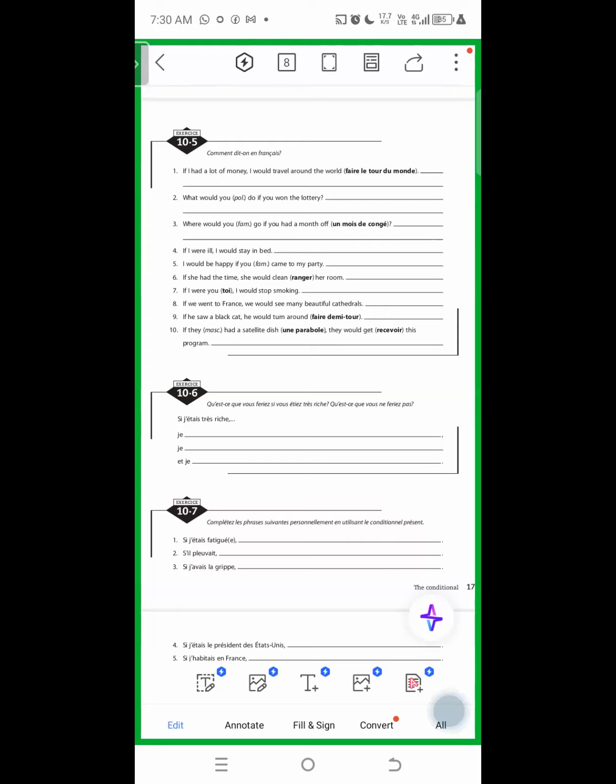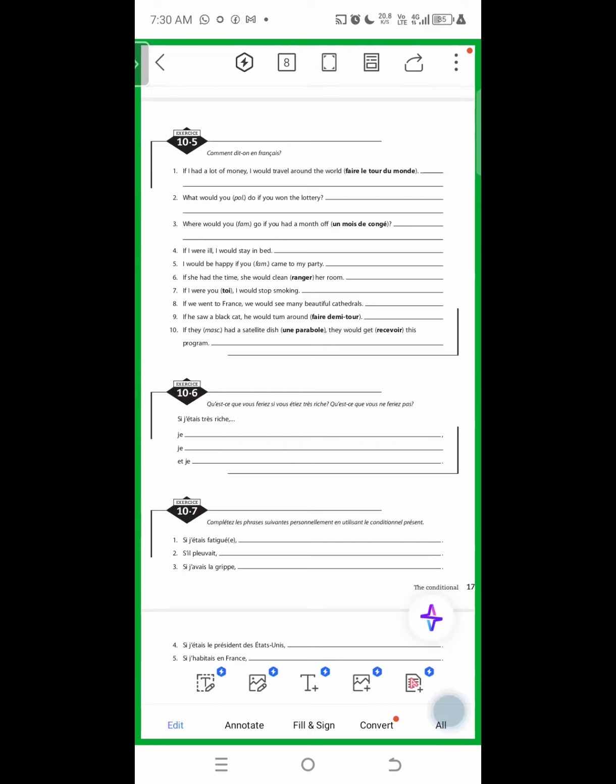What would you do if you won the lottery? "Que feriez-vous si vous gagniez la loterie?" See how it works now. Where would you go if you had a month off? "Où irais-tu si tu avais un mois de congé?" If I were ill, I would stay in bed.